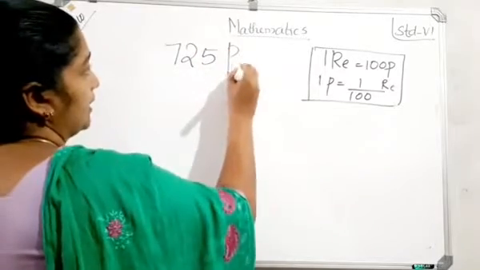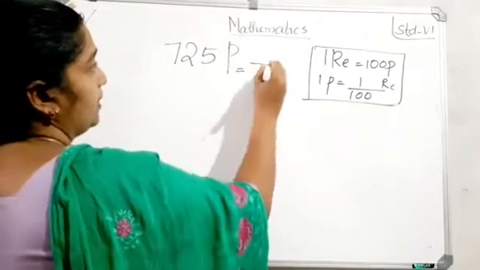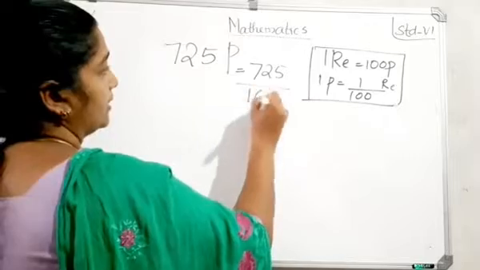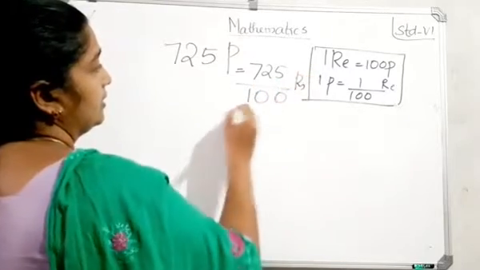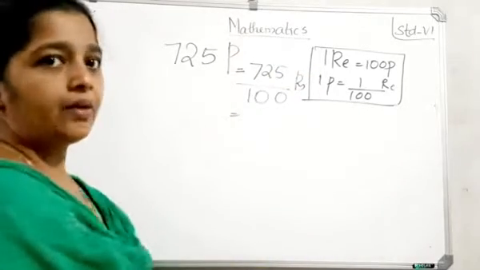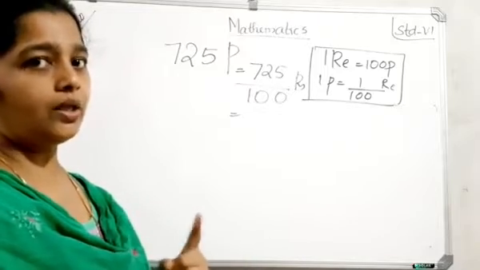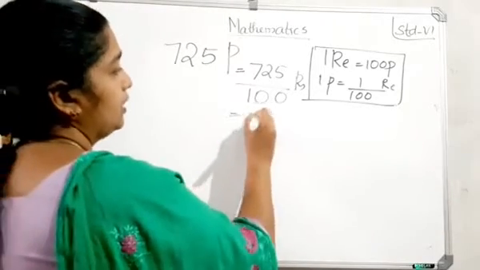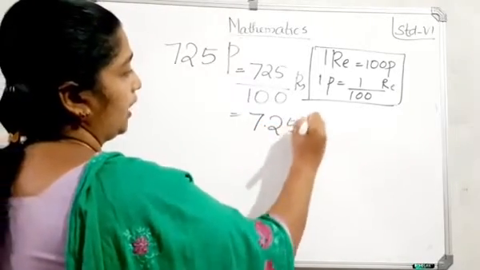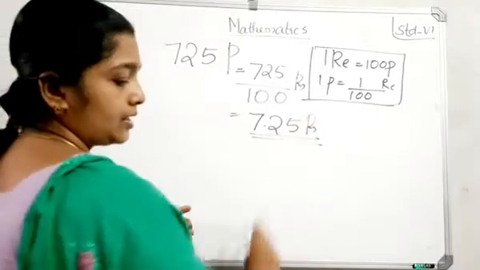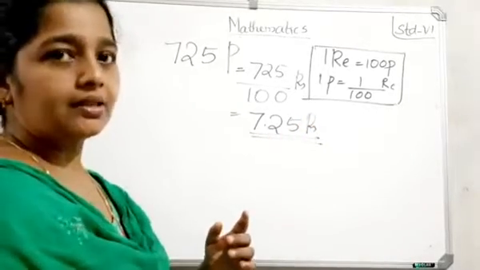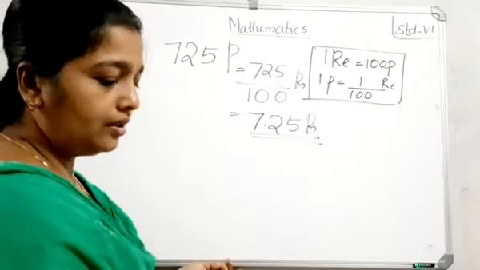Next question. 725 paise equals 725 by 100. Here 3 digits are there, but after the decimal point only 2 digits. Divide by 100. So 7.25 rupees. Yes. Next one more question.